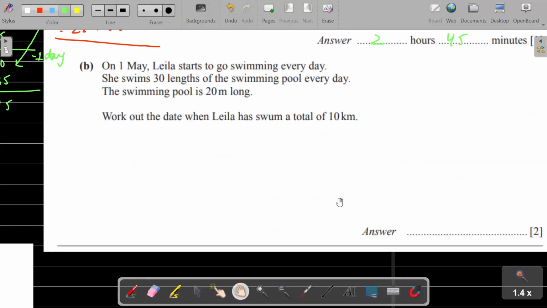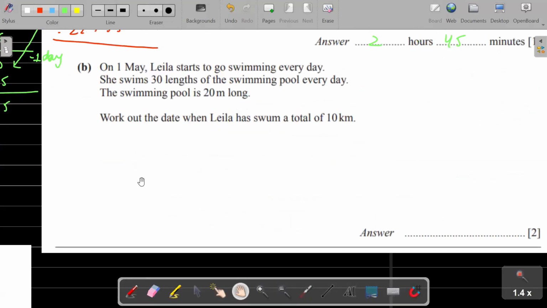Lela starts to go swimming every day. She swims 30 laps of the swimming pool every day. The swimming pool is 20 meters long. Work out the date when Lela has swum a total of 10 kilometers. 10 kilometers means 10 times 1000 meters, because we need to make the units the same, as here the units are in meters. Let's use the unit method to calculate the value. The value you need to figure out, the day, goes on the right side, and length goes on this side.